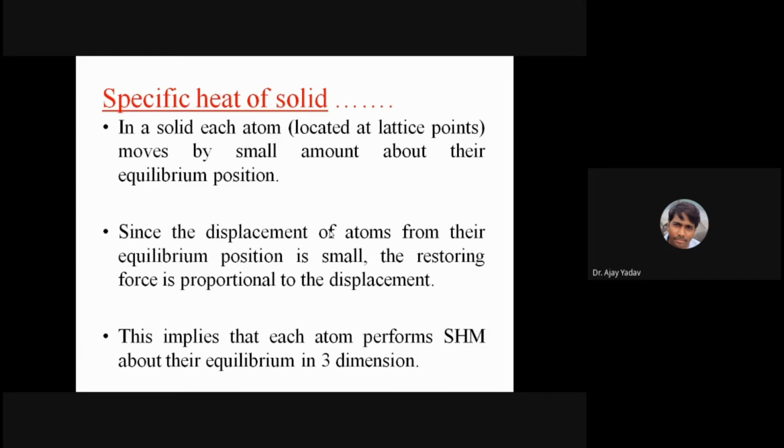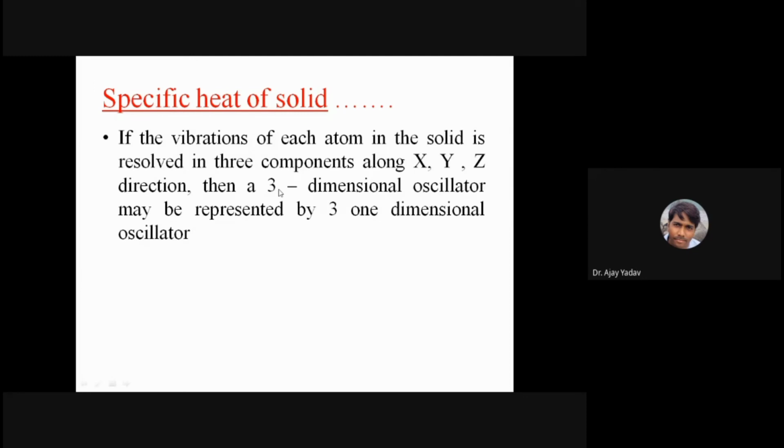three oscillators moving in one direction. Okay, so three individual one-dimensional oscillators. This is the approach, so that the calculation will become much easier for us. So every atom is like a three-dimensional oscillator, and here we are assuming that a three-dimensional oscillator is equal to three one-dimensional oscillators.